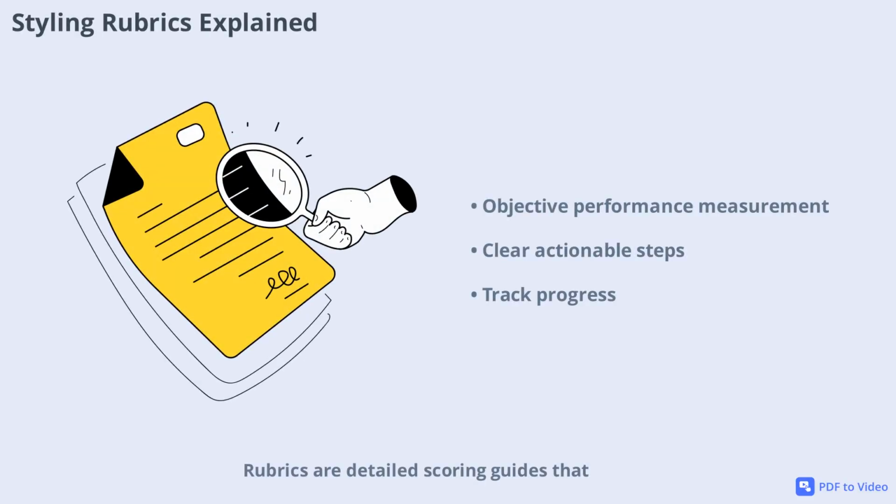Rubrics are detailed scoring guides that help you measure your performance objectively. They break down each styling technique into clear, actionable steps, ensuring you meet professional standards for safety and client satisfaction. Use these rubrics as a checklist during practice and real services to track your progress and identify areas for improvement.